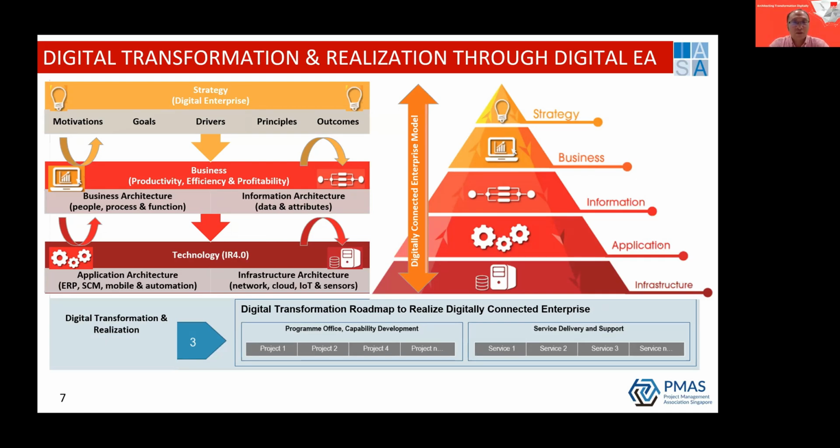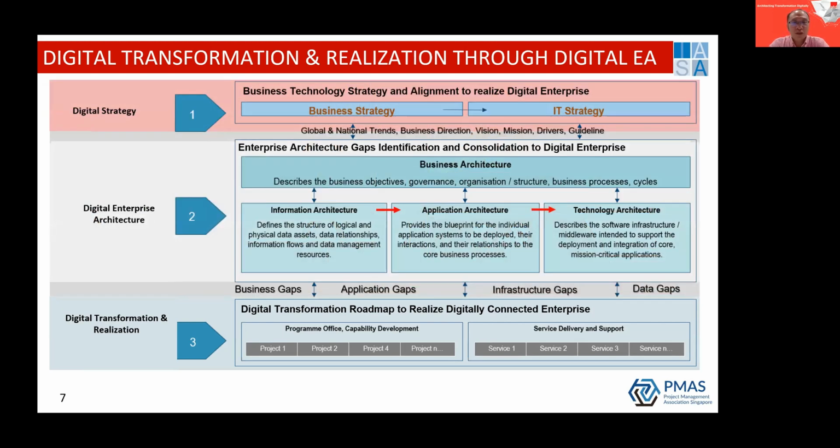Behind the scenes of the digitally connected enterprise model, this is what we need to do. First, we need to integrate business strategy and IT strategy, so they are no longer separated but integrated. Then, when the strategy is developed, we need to assess a few factors or domains in the enterprise. The first one we call the business architecture domain. What is the impact of this new strategy on our business landscape? We need to know that.